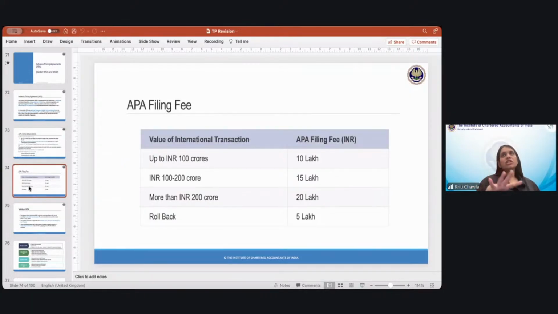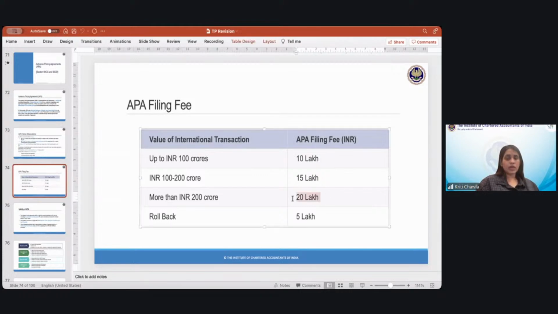This is where I've just mentioned the APA filing fee. So for transactions up to 100 crore, the filing fee is 10 lakh. Other than that, there is 15 lakh. And then more than 200 crore, there is 20 lakh.